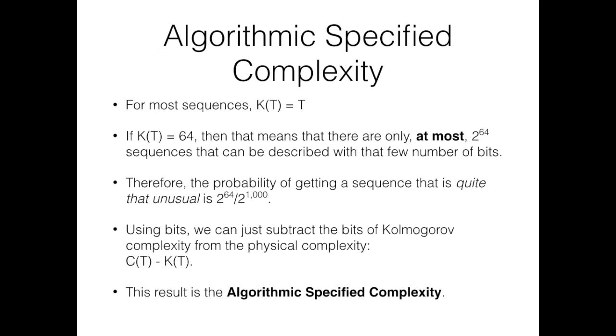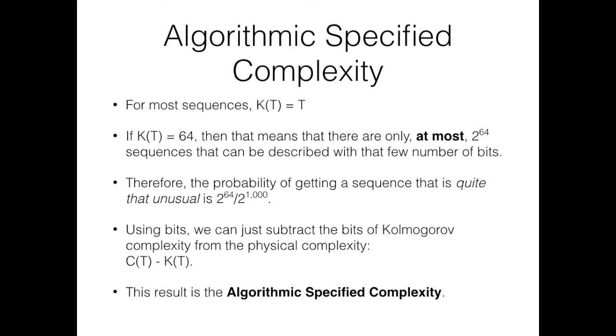Okay, so to compute algorithmic specified complexity, for most sequences, as we mentioned, the minimum number of bits you need to describe it is at least the same as the size of the sequence. If the Kolmogorov complexity of a sequence is 64, then that means that there are at most 2 to the 64 sequences that can be described with that few number of bits. And really, it usually winds up being significantly less, but it's at most 2 to the 64 sequences. Therefore, the probability of getting a sequence that is quite that unusual is 2 to the 64 divided by 2 to the 1,000th. And we can actually use logarithm rules to convert this to a subtraction.